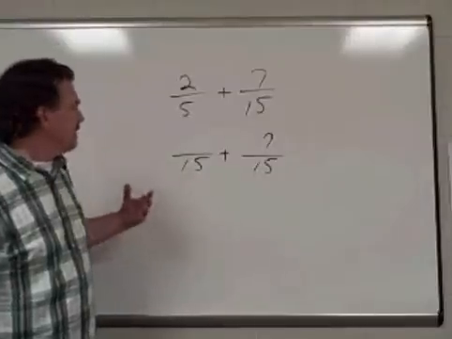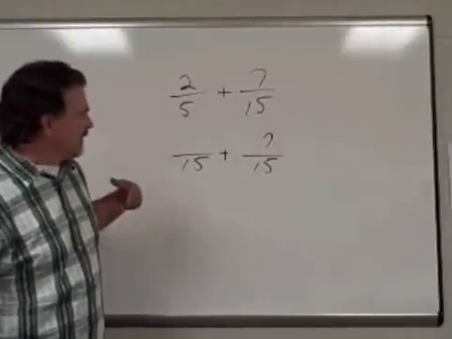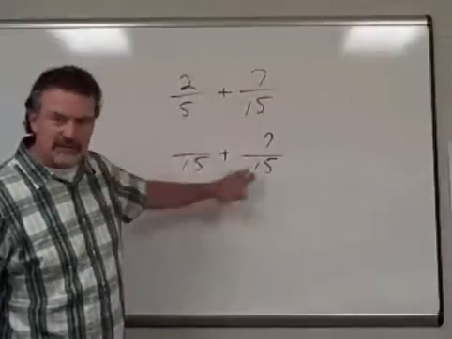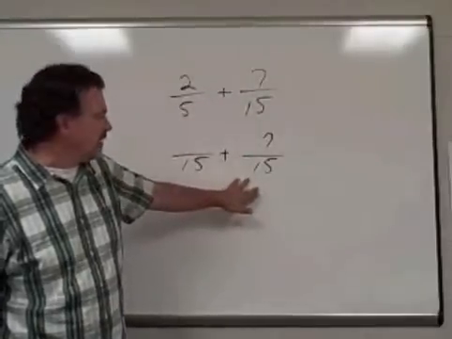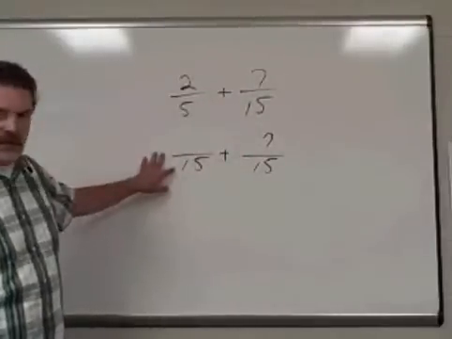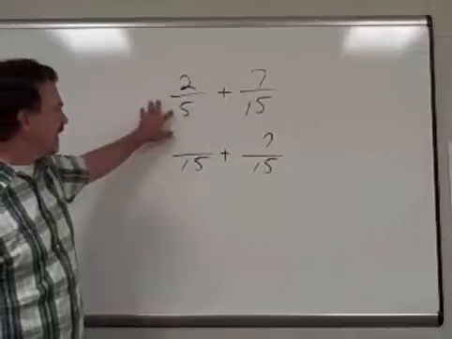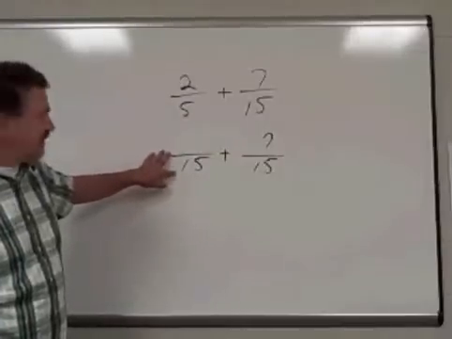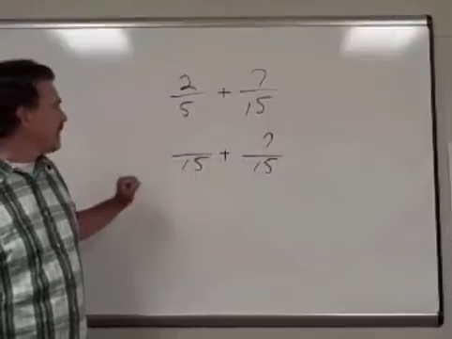Now, I want to point out first, then this fraction doesn't need to have any changes, does it? Because it already had the right denominator. But this fraction did not. This fraction had a denominator of 5. It needs to be transformed into a denominator of 15 before we can add.